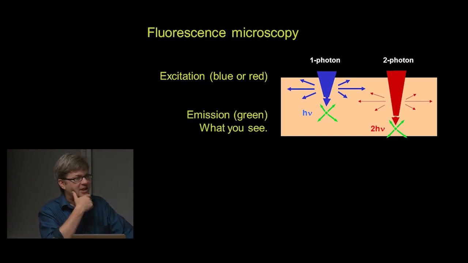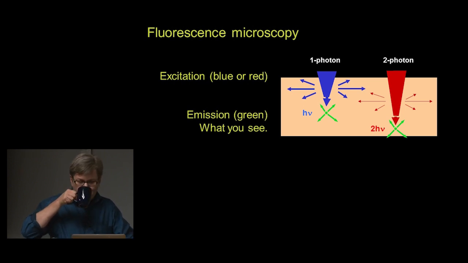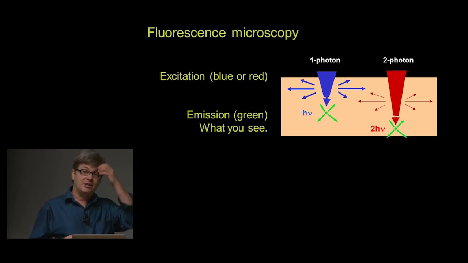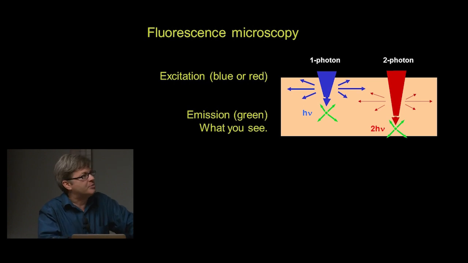And this is the hardest slide in the lecture. It's a bit of physics, but I hope it's understandable, and I think it's quite important. So how does fluorescence microscopy work? I've already told you the basic principle. A light of one color comes in, and light of another color is emitted.